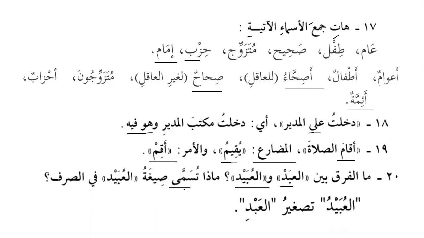Okay, as you can see here, al-ubaydu, tasghir al-abd, meaning the short form of abd is ubayd, like jabal, jubail, tifl, tufail, and these are the short forms. We have learned about these in book number 2.